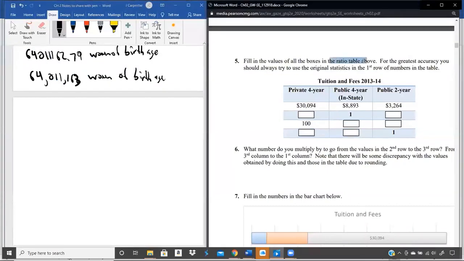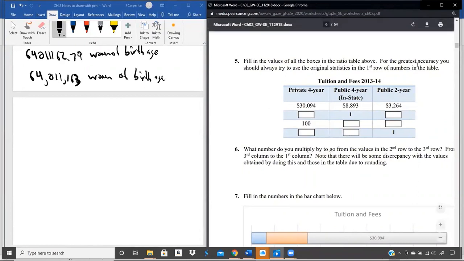So fill in the table of values in the ratio table. They tell us it's a ratio table or a proportion table, which is awesome. It means we don't have to prove it. For the greatest accuracy, you should always try to use the original statistics in the first row of numbers in the table. This is what I alluded to earlier with accuracy. So when I get this answer of, say, about 3.5, spoiler alert, if I don't have to, I don't want to use that number to find this blank, this blank, this blank, this blank, or this blank. I want to try and only use the 1, 2, 3, 4, 5, 6 numbers they gave us. Maybe you can't, maybe you can, but that's your first effort.